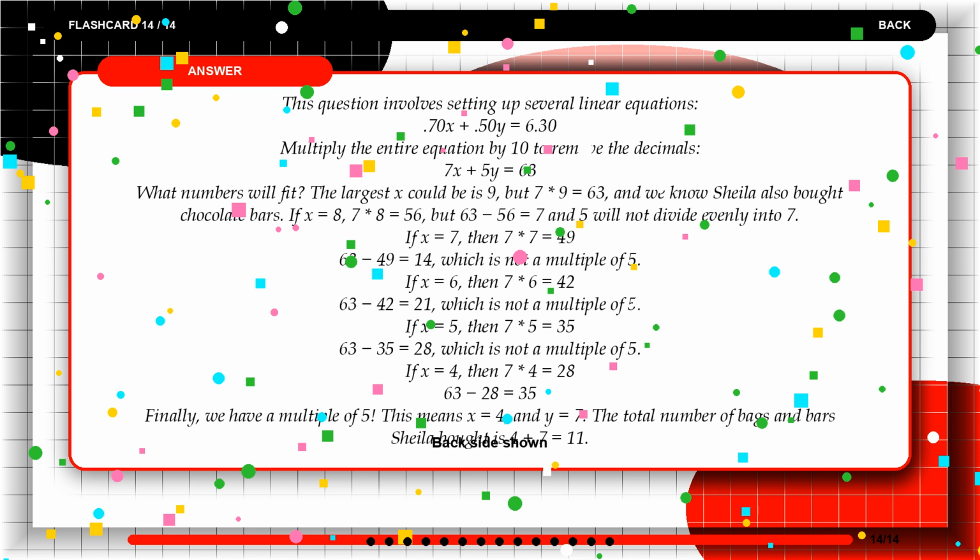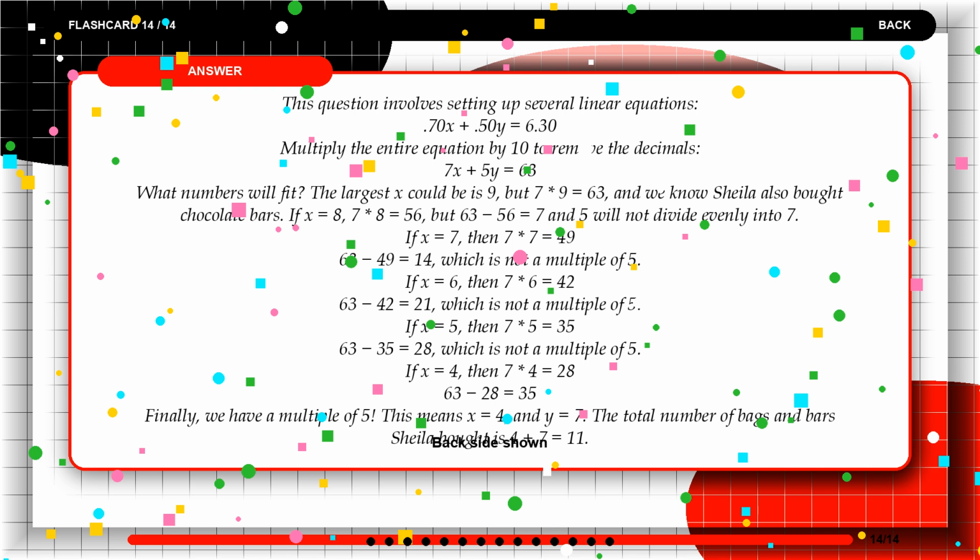If x equals 6, then 7 times 6 equals 42, and 63 minus 42 equals 21, which is not a multiple of 5. If x equals 5, then 7 times 5 equals 35, and 63 minus 35 equals 28, which is not a multiple of 5. If x equals 4, then 7 times 4 equals 28, and 63 minus 28 equals 35.